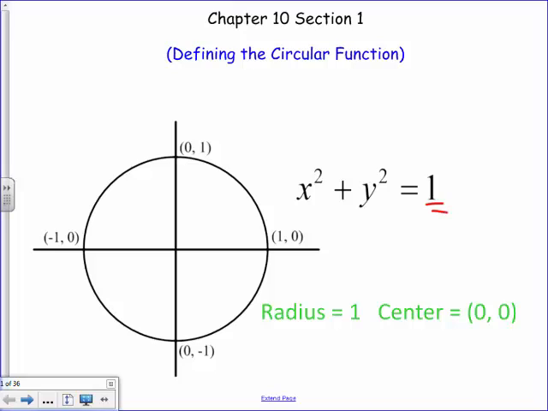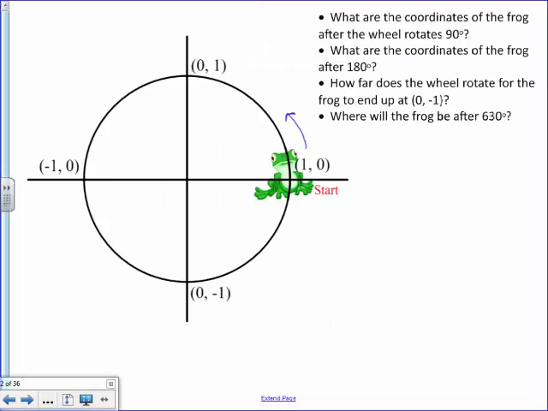And as you can see here, if I went to any point on this circle, the radius would be a distance of 1. Okay? And the center's at (0, 0). So we got these points: (1, 0), (0, 1), (-1, 0), and (0, -1). And we want to pay attention to the angles of our circle and how that relates to the coordinates. And in order to do that, we need to have a basic understanding of what's occurring here.